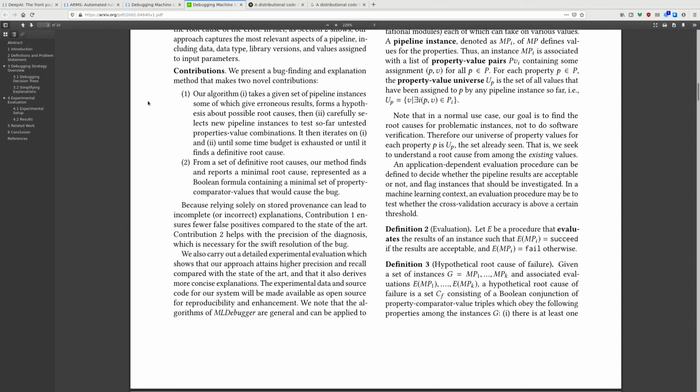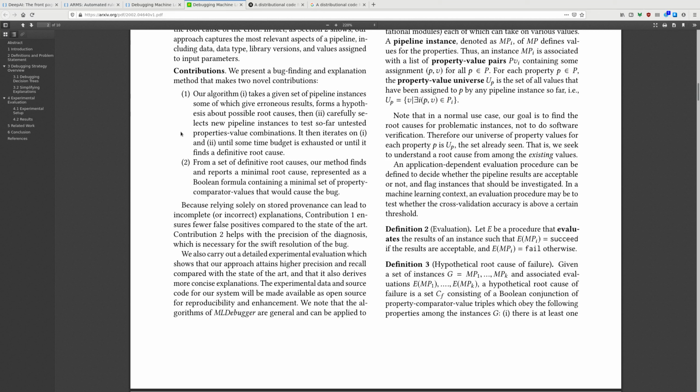Contributions. We present a bug-finding explanation method that makes two novel contributions. Our algorithm takes a given set of pipeline instances, some of which give erroneous results, forms hypotheses about the possible root causes, then carefully selects new pipeline instances to test so-far untested property value combinations. It then iterates on 1 and 2 until some time budget is exhausted or until it finds a definitive root cause. From a set of definitive root causes, our method finds and reports a minimal root cause, represented as a Boolean formula containing the minimal set of property comparator values that would cause a bug.